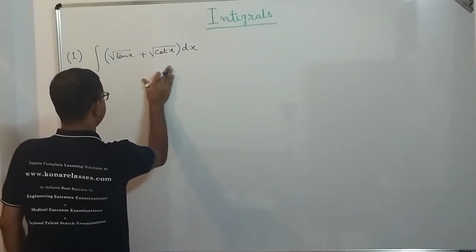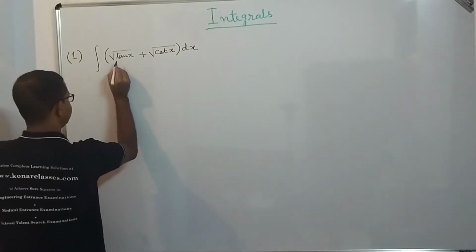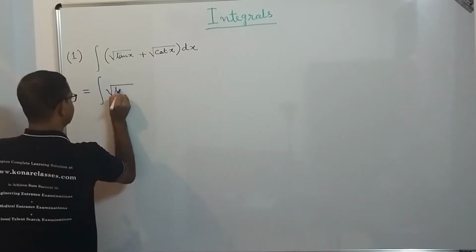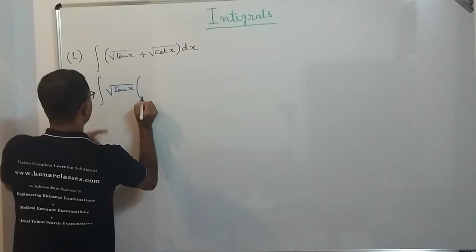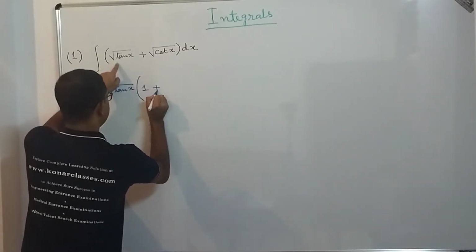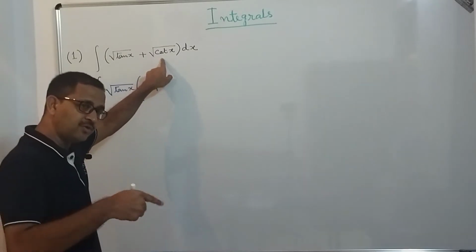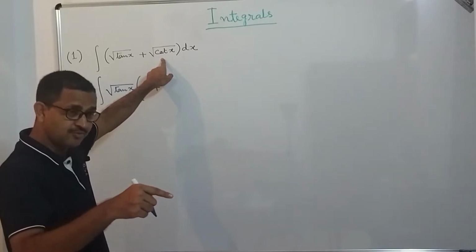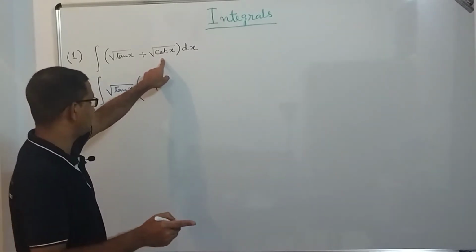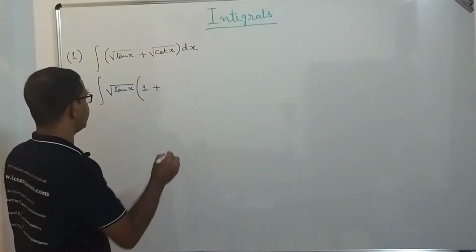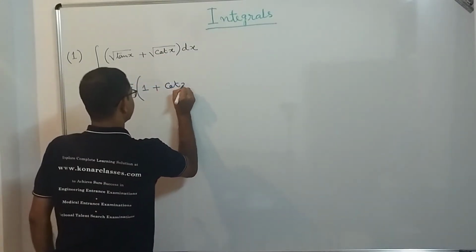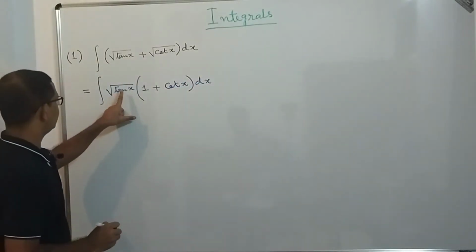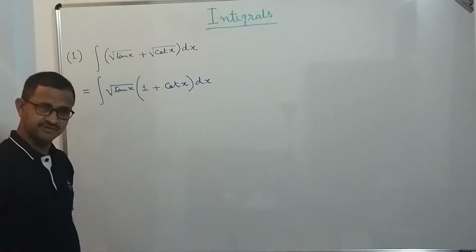So the first thing we can think of is that we can take square root of tan x common. So from here we can write integration square root of tan x, taking common, then we get 1 plus square root of cot x by square root of tan x. So that means square root of cot x into square root of cot x, because 1 by square root of tan x is square root of cot x. So square root of cot x into square root of cot x becomes cot x. So what we are getting is square root of tan x into 1 plus cot x, correct?